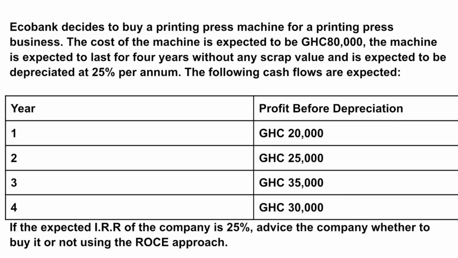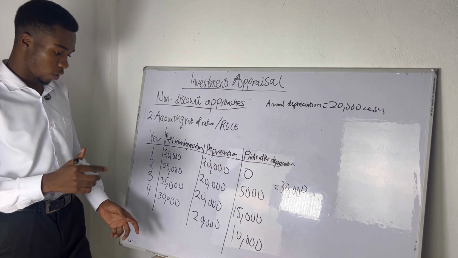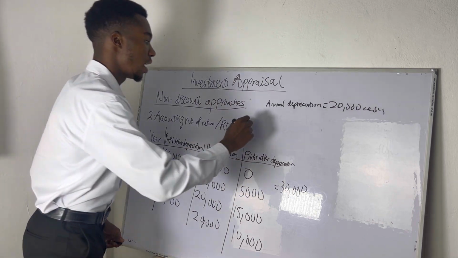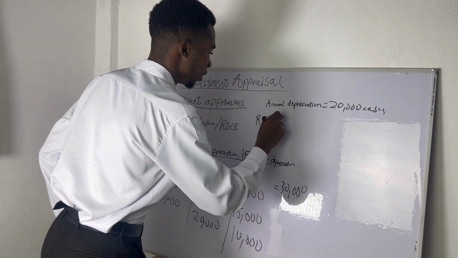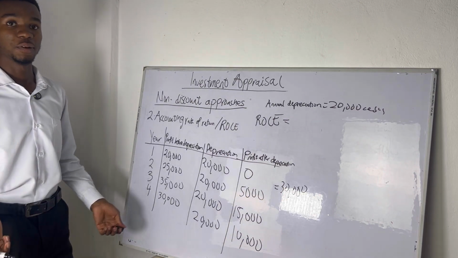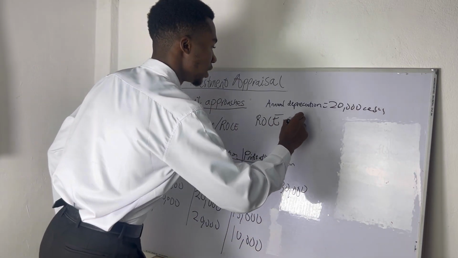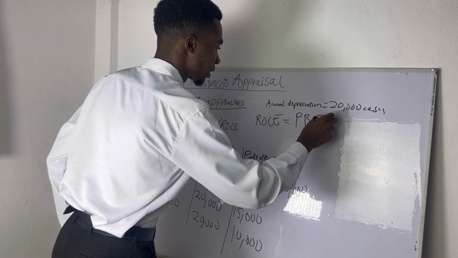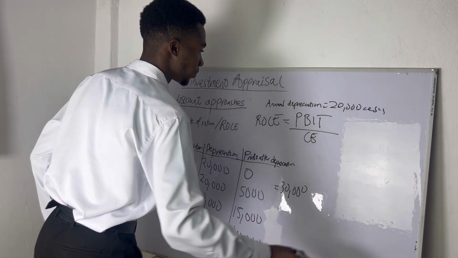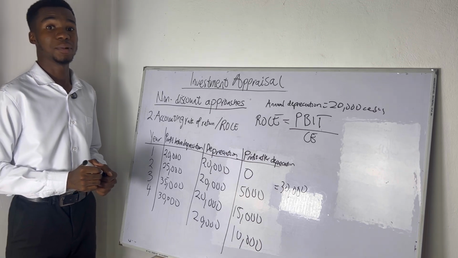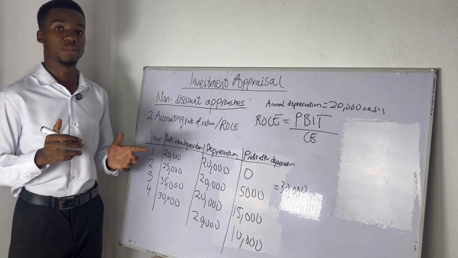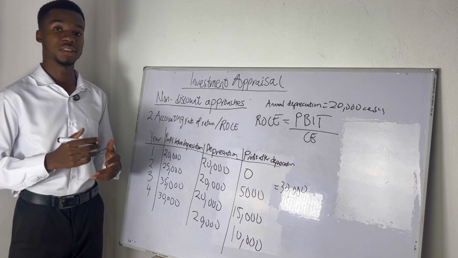Now the question says, if the expected internal rate of return of the company is 25%, advise the company whether to buy the machine or not using the ROCE approach. So now we are going to solve for it using the ROCE approach. And the ROCE is the same as return on capital employed. We did financial statements on this channel where we said return on capital employed, the formula is the profit before interest and tax over the capital employed. And the profit before interest and tax is the same as profit after depreciation. So keep it in mind, the profit before interest and tax is always the same as the profit after depreciation.